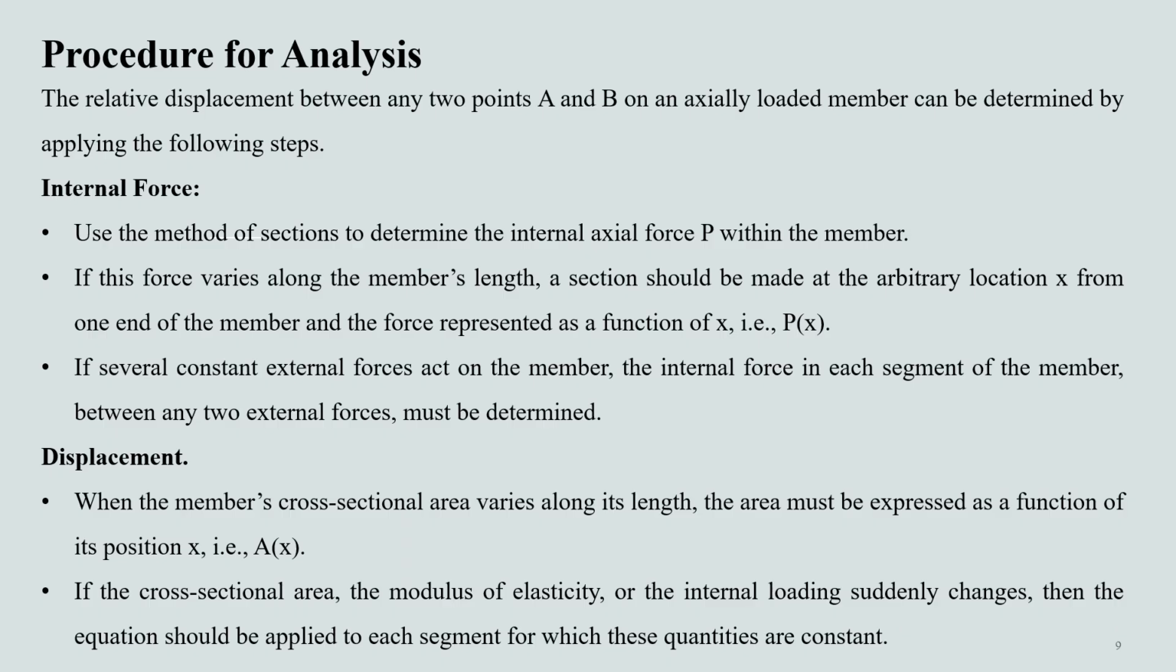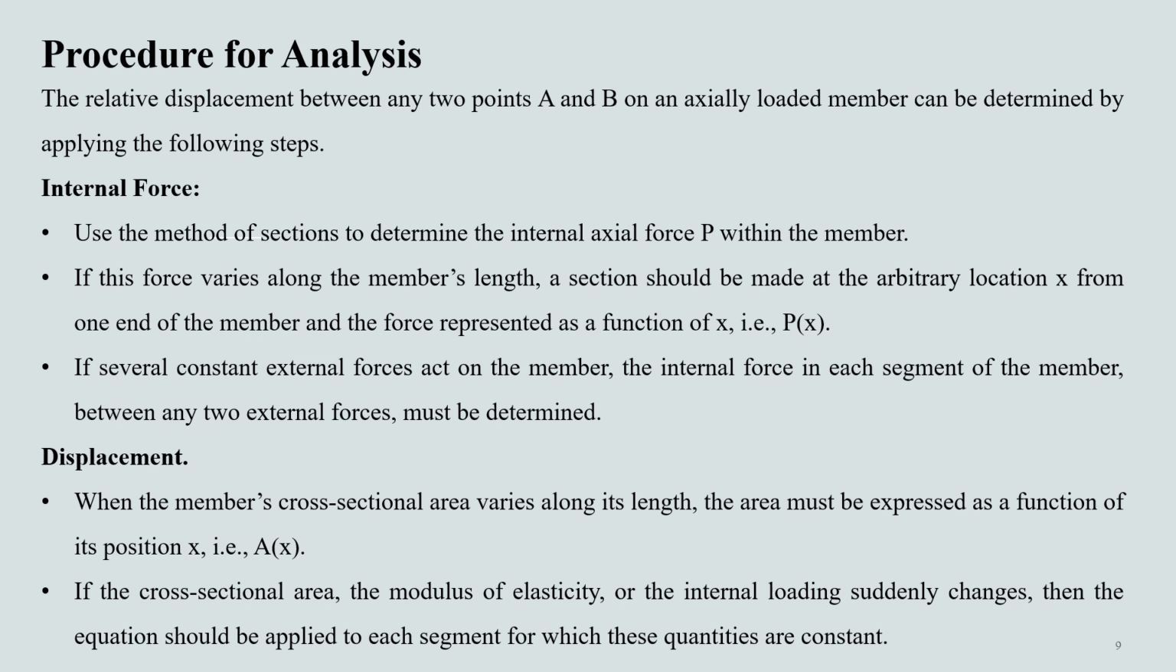Before moving towards the formal examples, let's revise the procedure for analysis for determining relative displacement between any two points A and B on an axially loaded member. First of all, we need to determine the internal force. For this purpose, we have to use the method of sections to determine the internal force within the member. If this force varies along the member's length, a section should be made at an arbitrary location x from one end of the member, and the force is represented as a function of x.